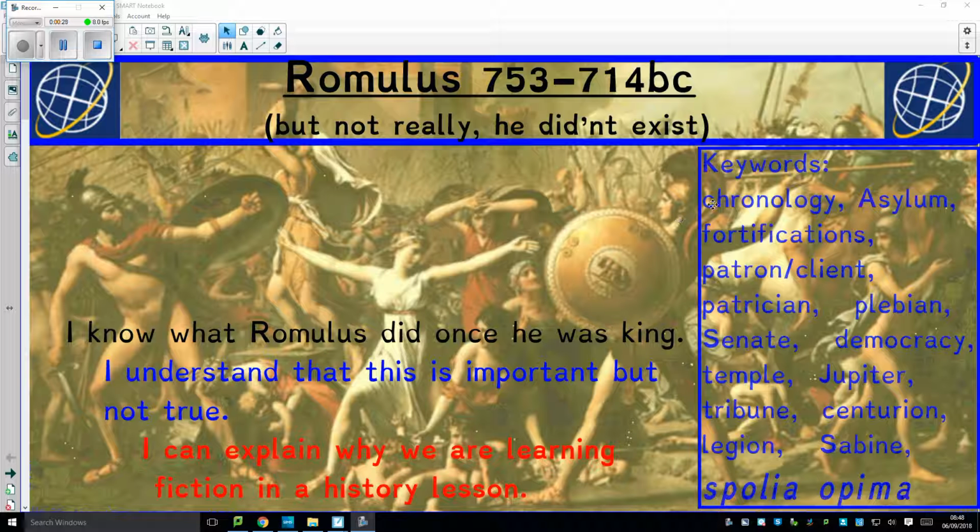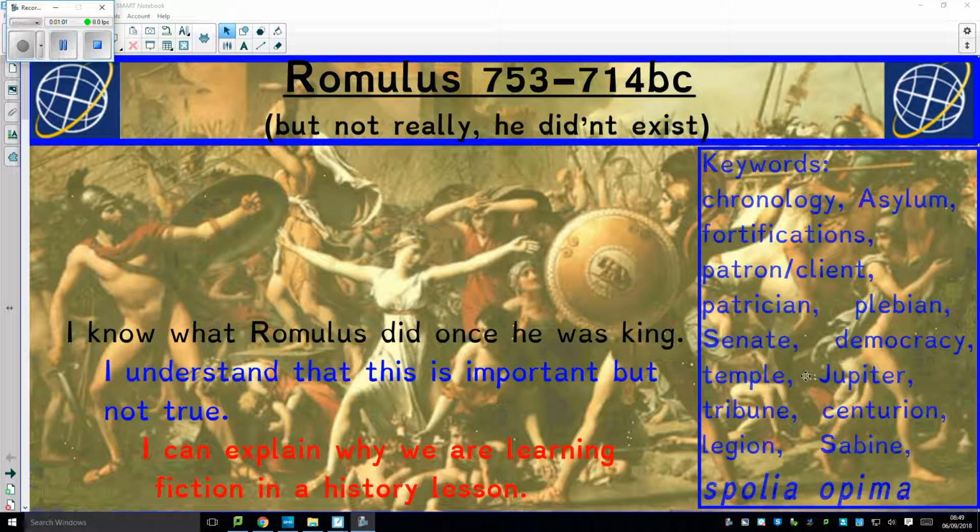Keywords: chronology, the sequence of events, the time. That's an example of chronology. Asylum, it's a Roman term for political safety. We'll talk about that in a minute. Fortifications, castle walls. Patron, client. If you're the patron, you look after somebody. The person you look after is your client. Patrician, where the word patron comes from, the posh people in Rome. Plebeian, the clients, the ordinary people of Rome.